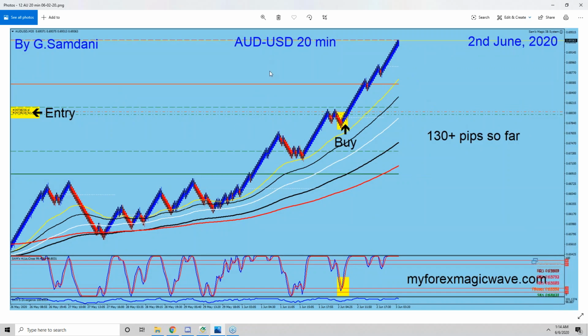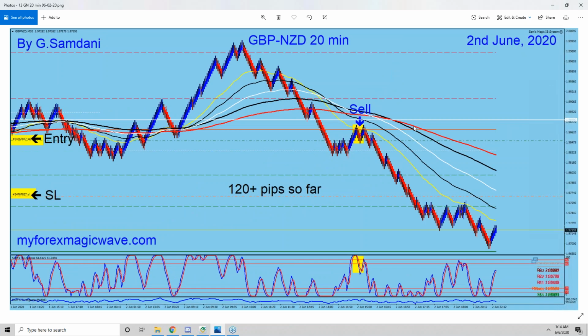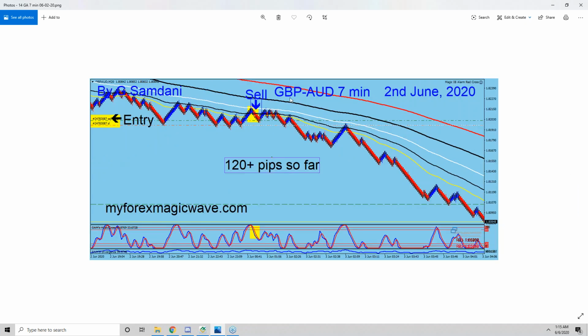And Aussie USD, it was because of Aussie strength. USD is also getting weaker. I'll show you the USD index chart at the end of the video. So this is going to the upside very nicely, 130 pips here. And pound Kiwi here. Kiwi is getting very strong. Beautiful by-the-book entry and drop on the second. A lot of trades on the second.